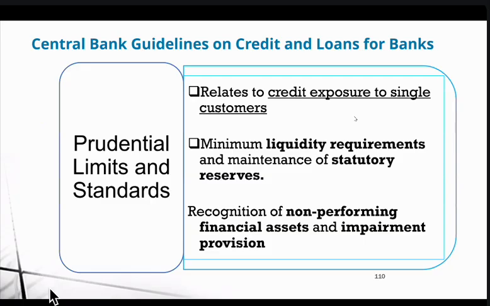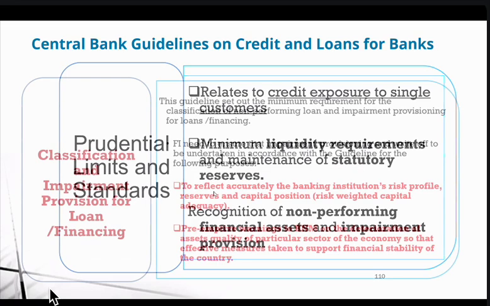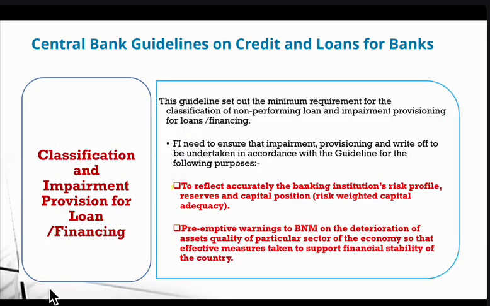Okay, this slide relates to credit exposure to single customers, including the minimum liquidity requirements and how they maintain statutory reserves and how they recognize NPL and impairment provisions here. This slide here is just what they call the minimum requirement for NPL and provisioning. They'll need to ensure impairment, provision, and write-off follow the following purposes. It must be accurate. That's the keyword. It must be accurate. The banking institution risk profile, reserves, and capital position.